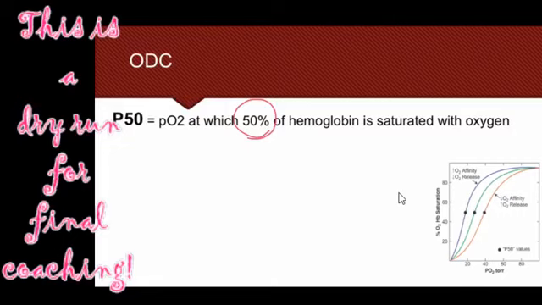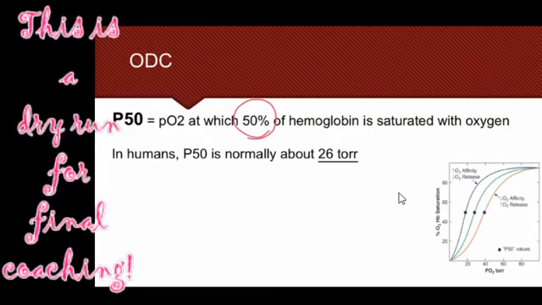Okay? So, sa tao daw, para mapuno natin ng 50% oxygen ang ating hemoglobin, kailangan ang pressure ng ating oxygen ay nasa 26. So, that's about at this area. Right? So, pag in-interpret natin yung dot na yan along the x-axis, that's here, no? That's about 26 torr. And again, at 26 torr, 50% na po ng hemoglobin ang ating saturated with oxygen.